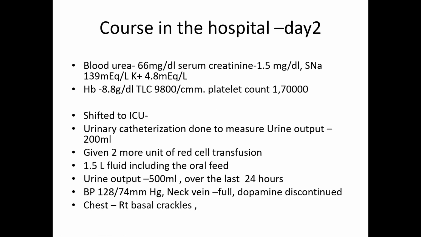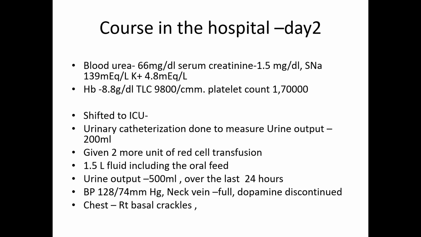So the patient was investigated. Her blood urea report is available. That is 6 milligram per deciliter. Creatinine is 1.5, sodium 135, and potassium 4.8. Hemoglobin is low. Counts are normal. Platelets are also normal.